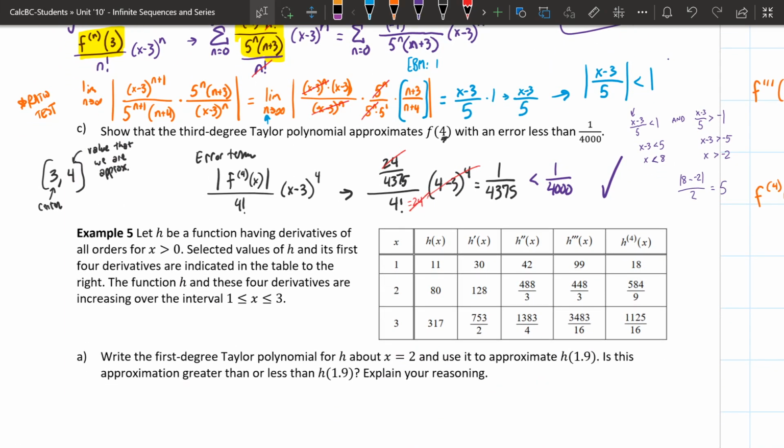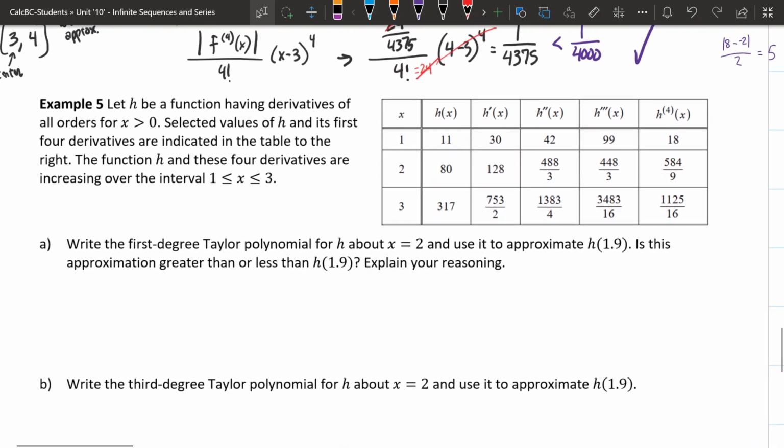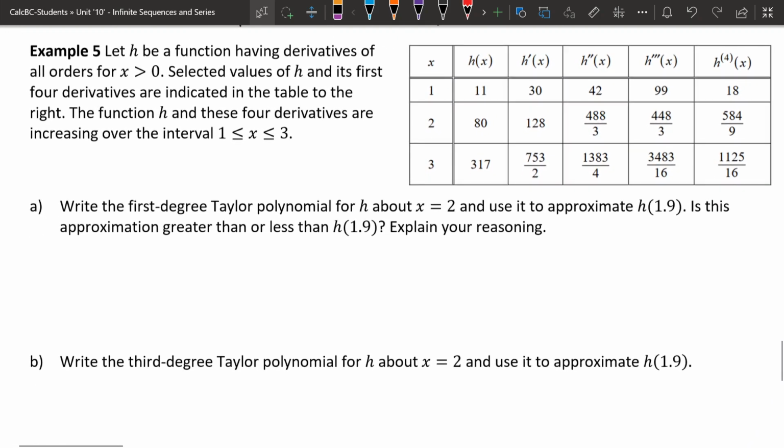All right, one more example left. Example number 5. It says, let h be a function having derivatives of all orders for x greater than 0. Selected values of h and its first 4 derivatives are indicated in the table to the right. The function h and these 4 derivatives are increasing over the interval from 0 to 3. Okay, so checking out that table, we have a lot of values, from the original h of x to the fourth derivative, and x values 1, 2, and 3.